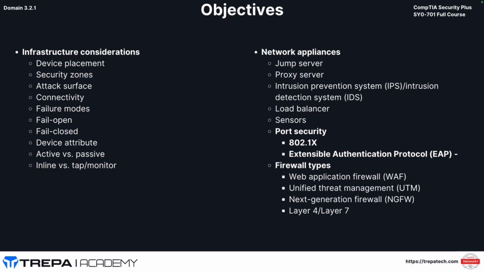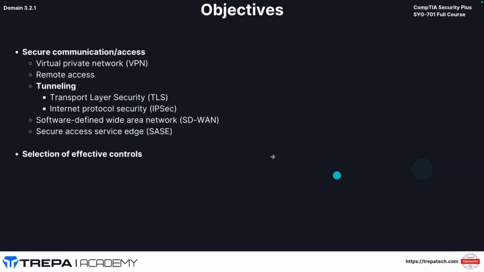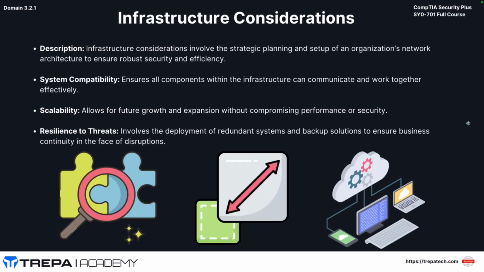Where are we placing our wireless access points? Where are we placing our physical access points? Do we have security zones? What is our overall attack surface? How do we build the defense in depth to reduce that attack surface? We'll go over things like fail open or fail closed. We'll go over active versus passive, inline versus tap monitoring or scanning. Then network appliances in the next video, and this will be our last video in 3.2. These are the objectives.